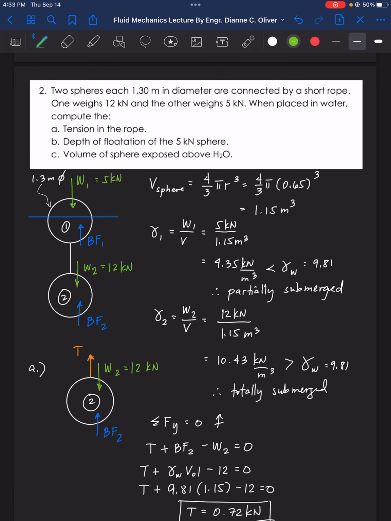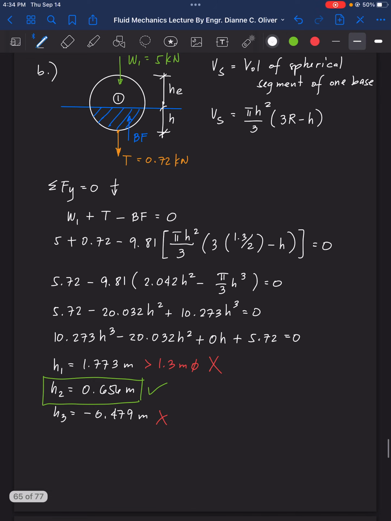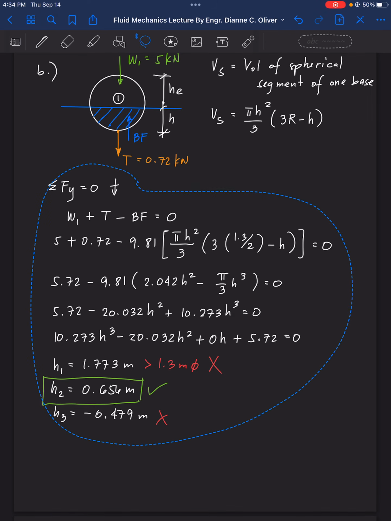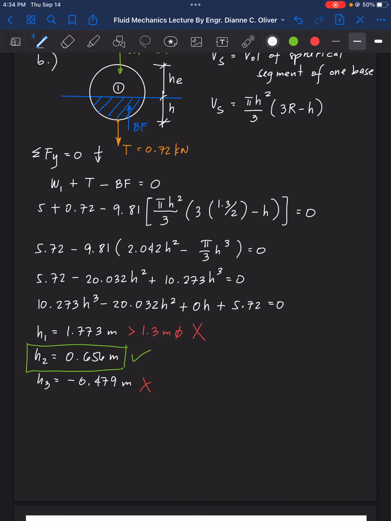Volume of sphere exposed above the water. The volume of sphere exposed above the water. This one here. So, VE. In order to get the value for VE, let's find here HE, the height exposed. For letter C, H exposed is equal to 1.3 minus H. And that is equal to 1.3 minus 0.656. H exposed is equal to 0.644 meter.